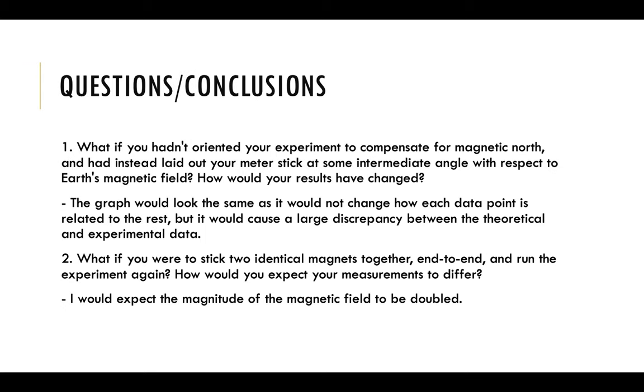Questions, conclusions. The first question was, what if you hadn't oriented your experiment to compensate for magnetic north, and instead laid out your meter stick at some intermediate angle with respect to Earth's magnetic field? How would your results have changed? I believe that the graph would look the same, as it would not change how each data point is related to the rest, but it would cause a larger discrepancy between the theoretical and experimental data.